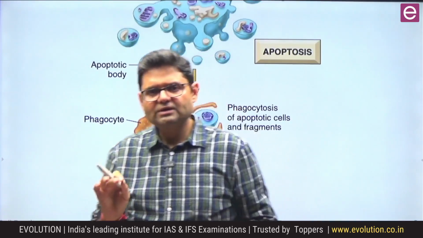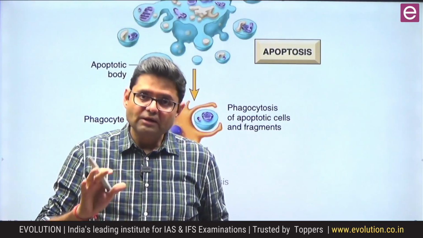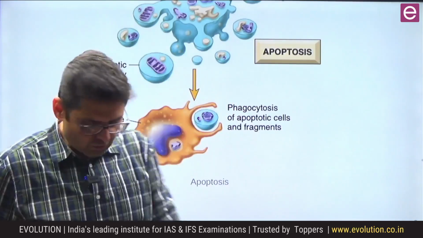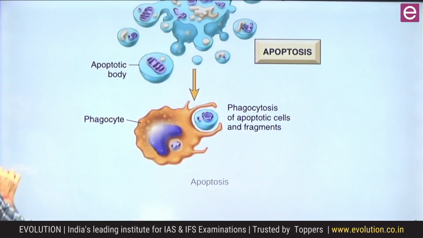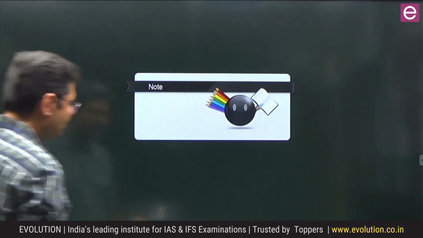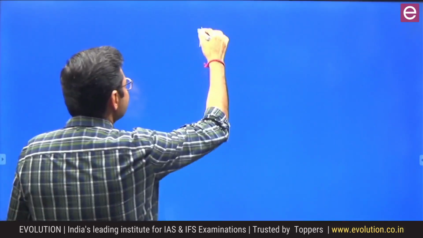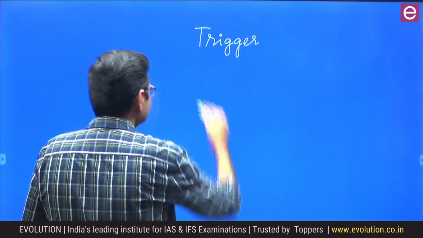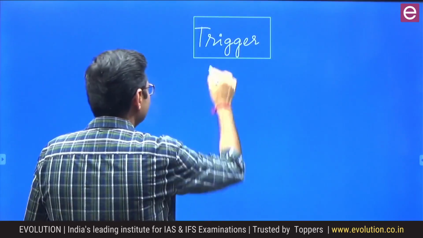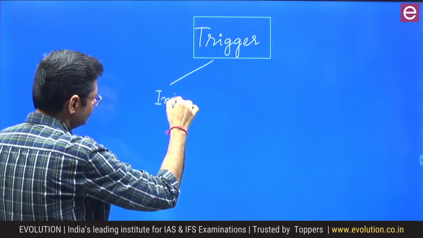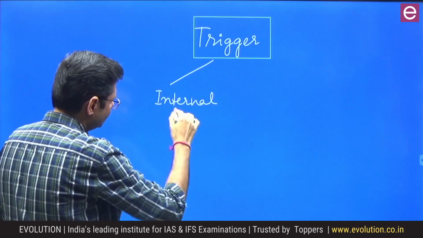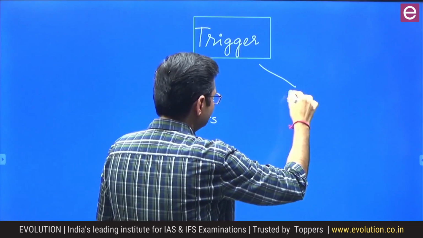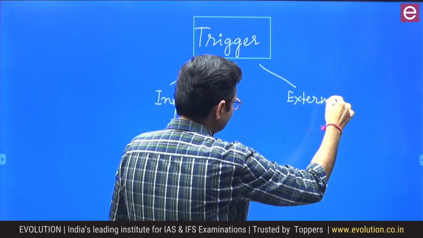We are now turning our attention to apoptosis control. How is apoptosis controlled? When we talk about control of apoptosis, first and foremost, let's talk about what triggers apoptosis. Apoptosis can be triggered by internal factors, and apoptosis can be triggered by external factors.